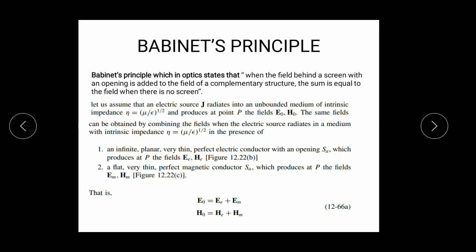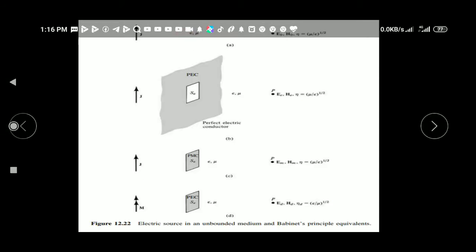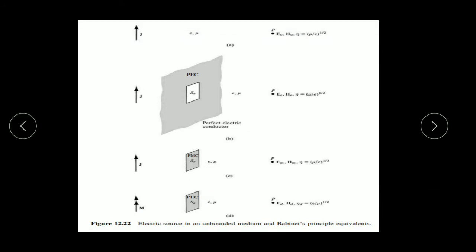So let us assume that an electric source J radiates into an unbounded medium of intrinsic impedance eta equal to the square root of mu by epsilon, and produces at a point P the fields E naught and H naught due to this unbounded medium. This is the intrinsic impedance.